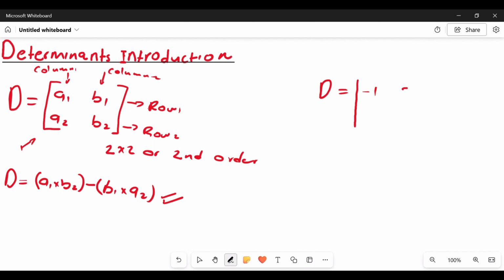The second entry, let's say you have 2. Third entry, let's say you have 3. And the fourth entry, let's say you have 4. Right. And then we say calculate the determinant of this square matrix here.